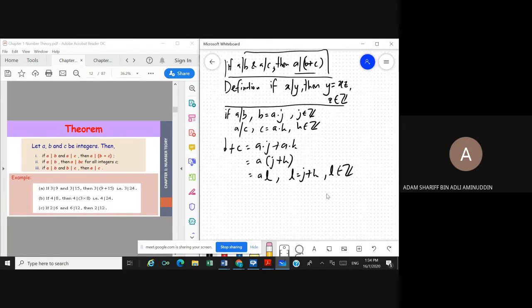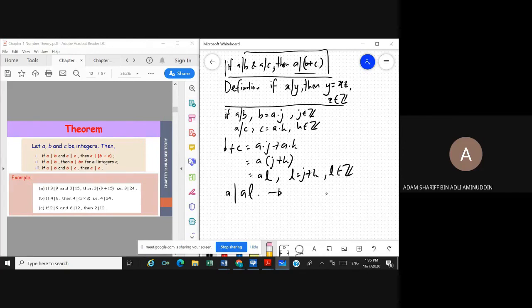Right now comes the moment of this proof. A is a factor of AL. In this part, some of the students cannot visualize this. Why suddenly A is a factor of AL? I can show you a small proof here. Why is A a factor of AL?